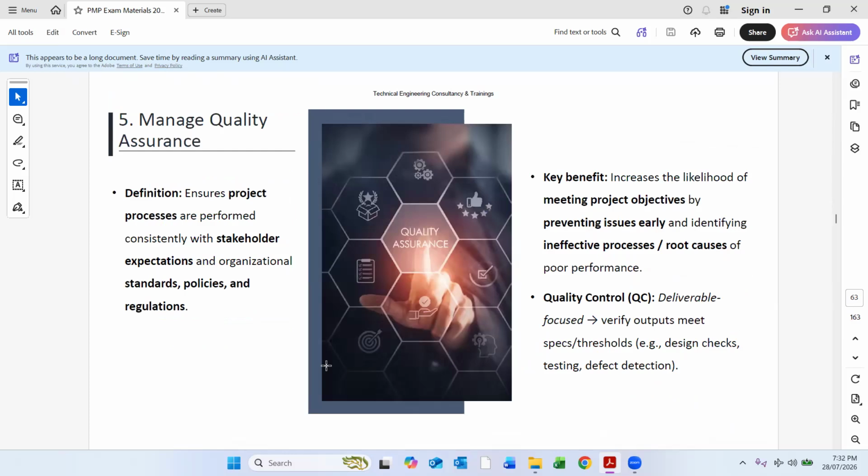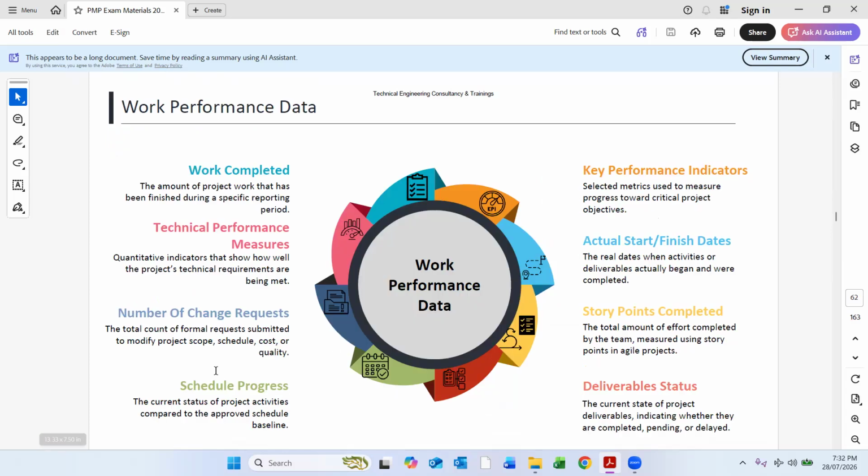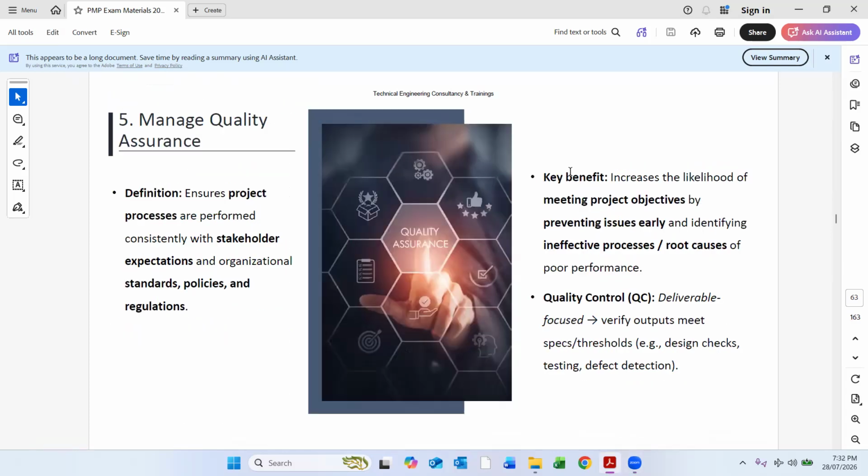Quality assurance, how we can assure that the quality is being achieved. So ensure project processes are performed consistently with stakeholder expectations and organization standards, policies, and regulations. Key benefits: increase the likelihood of meeting project objectives by preventing issues early and identifying process root causes of poor performance.